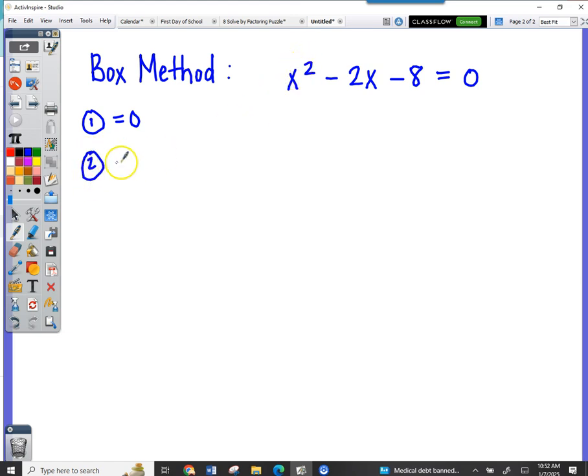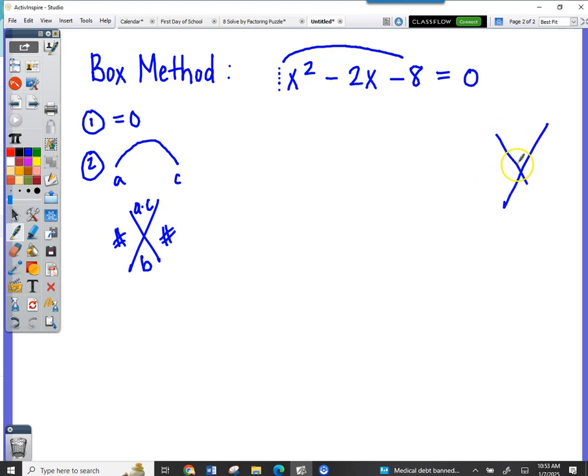The first thing you need to recognize is, is it equal to 0? Step 1, it has to be equal to 0. So if it's not, you've got to move everything to the same side. This one's already equal to 0. Step 2, you're going to draw your arc to multiply A times C, and you're going to set up that hole. Does this look familiar? A times C goes here, B goes here, and then you come up with your 2 numbers. So here we go. This is a 1. So 1 times negative 8. What's 1 times negative 8? Negative 8. Then you're going to copy B to the bottom. So negative 2 goes here.